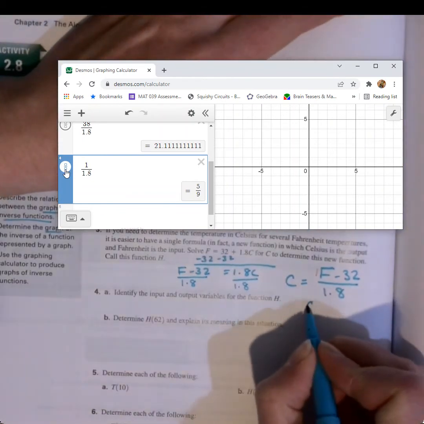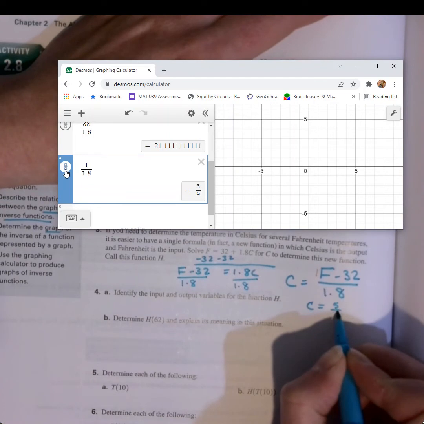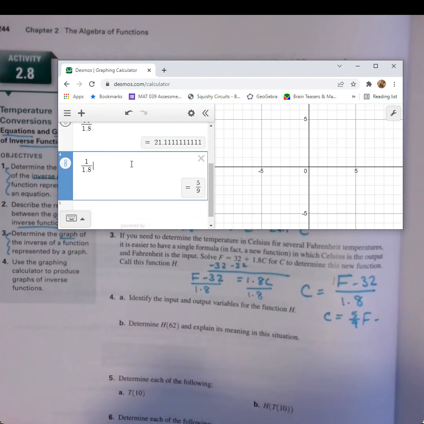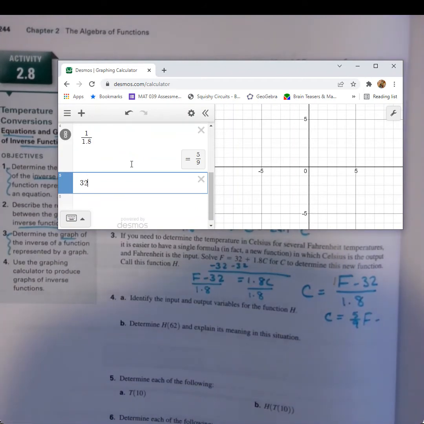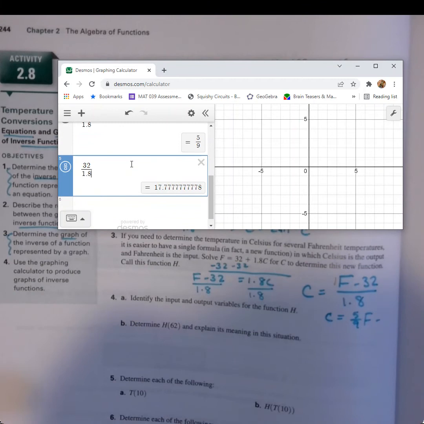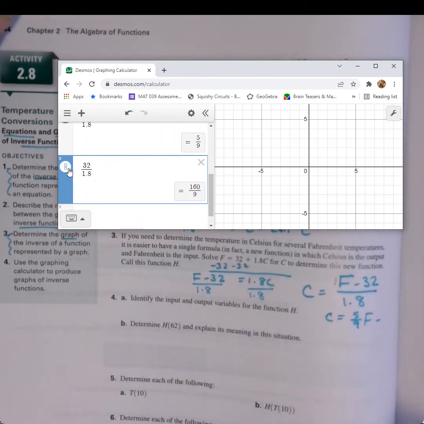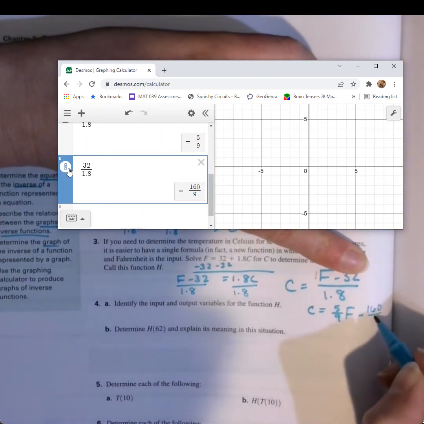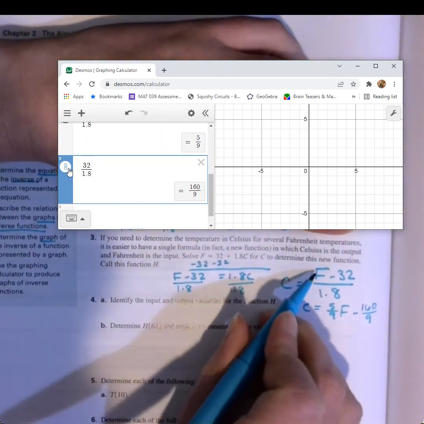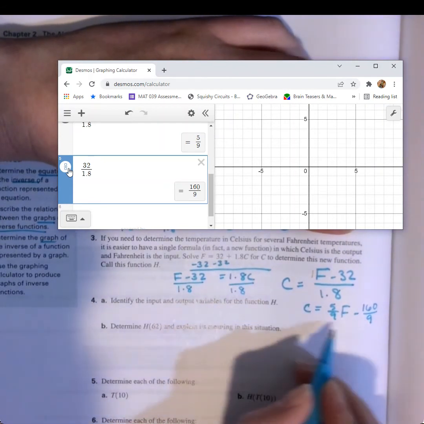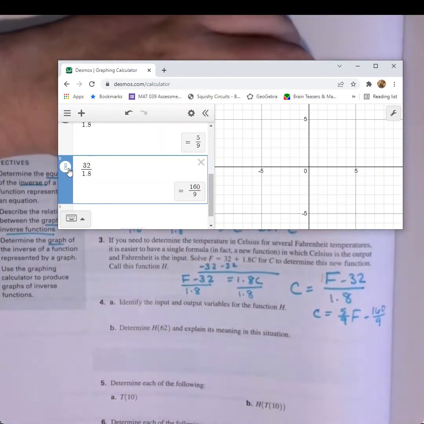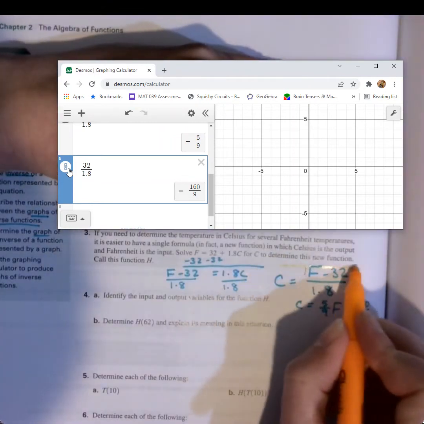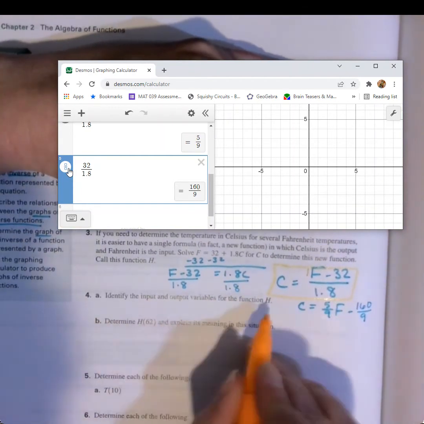So my C function would be 5/9 F minus, we'll do the same thing for our 32. 32 divided by 1.8 is 160/9. So depending on if you're more comfortable with the decimal in the denominator or with the fraction form, you could write this function either way. I'm going to guess that for right now, we're probably more comfortable with the initial version. So I'm going to keep my function written like this for the next couple of questions.